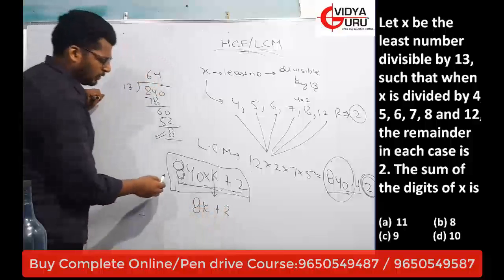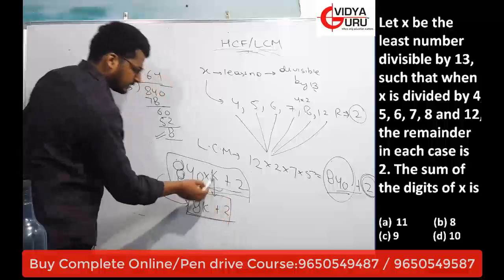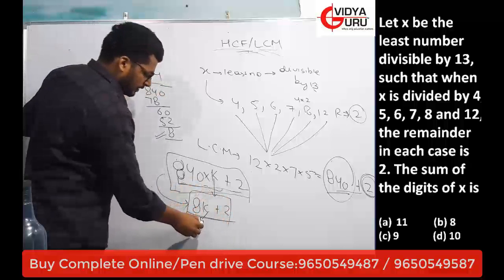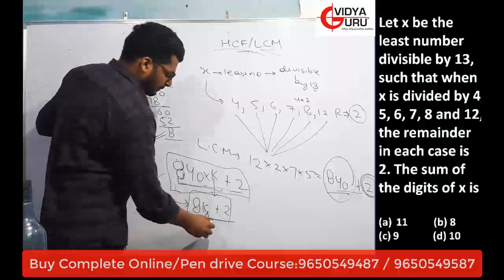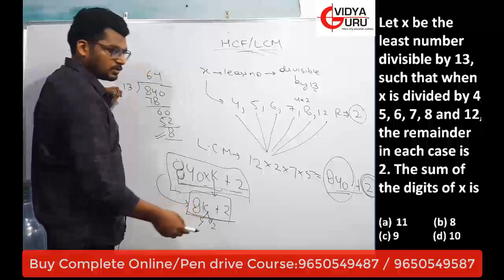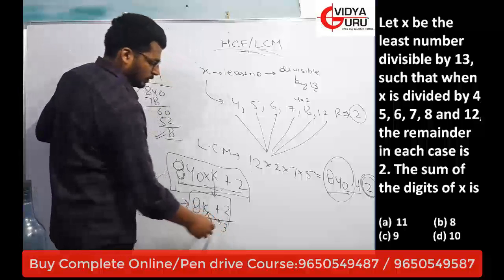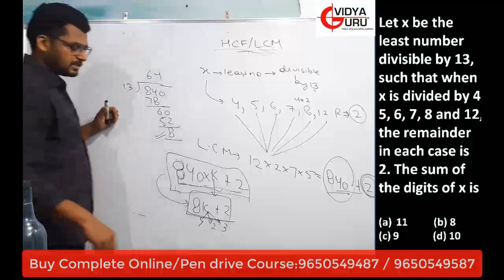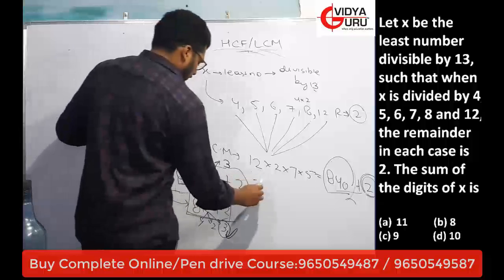Now I will put the value of k in this. Putting the value of k in this is quite easier than this. So if I put 1, 8 ones are 8 plus 2, it is not divisible by 13. If I put k as 2, 8 twos are 16 plus 2, 18, it is not divisible by 13. 8 threes are 24 plus 2, 26. 26 is divisible by 13. So what will be the value of k? 3.